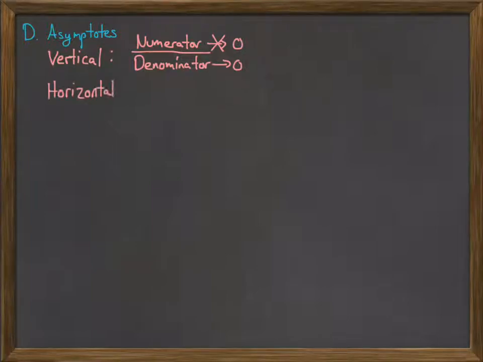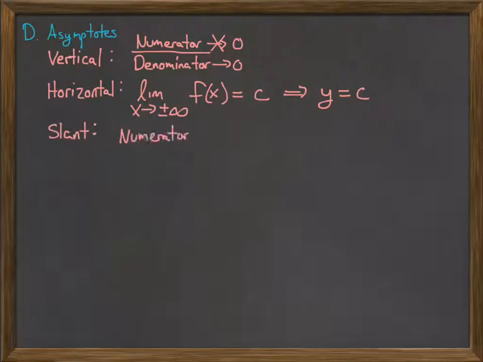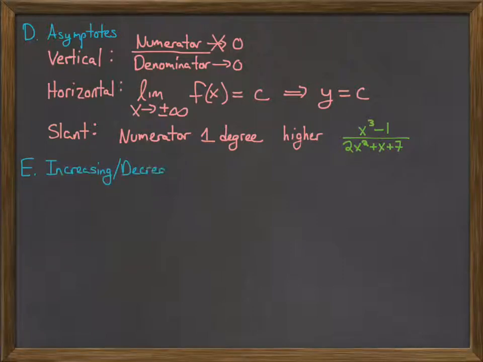Horizontal asymptotes, those are your limits at infinity when x goes to plus or minus infinity. If you get a number, then y equals c, or whatever the number is, is the horizontal asymptote. Slant asymptotes happen when the numerator is 1 degree higher than the denominator. That would be something like x cubed minus 1 over 2x squared plus x plus 7. The x cubed is 1 degree higher than the 2x squared, so that function is going to give you a slant asymptote. We looked at ranges where something is increasing and decreasing, and we talked about drawing a number line.